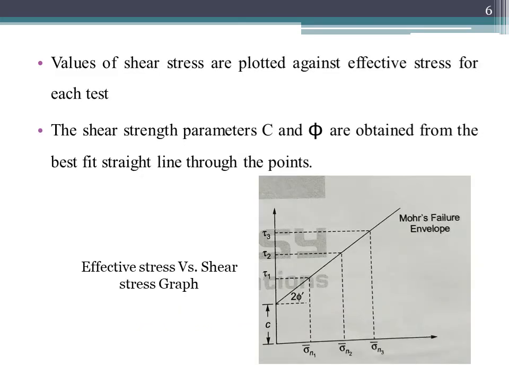The values of shear stress are plotted against effective stress for each test. From the graph we can see that the x-axis is effective stress and the y-axis is shear stress, and the shear strength parameters C and phi are obtained from the best fit straight line through the points. The point at which the Mohr failure envelope meets the y-axis is denoted as C, and the angle made with the horizontal is marked as phi.